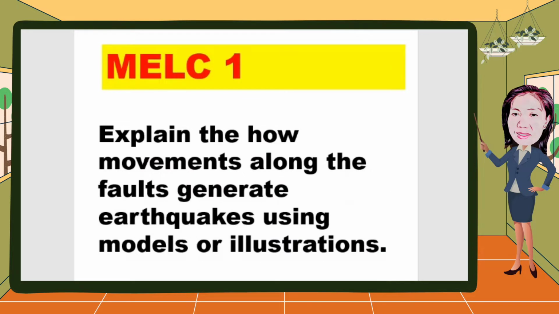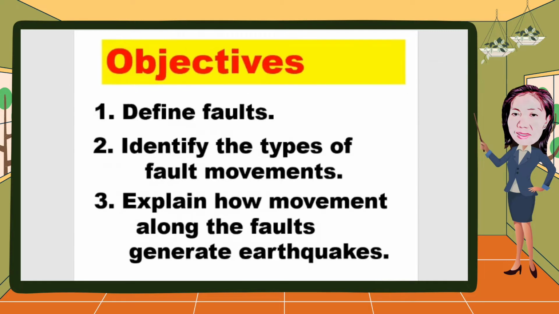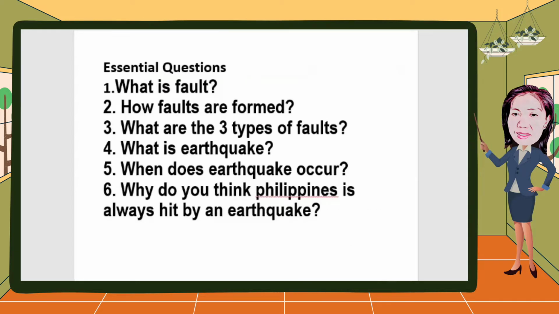The most essential learning competency for this topic is to explain how movements along the faults generate an earthquake using models and illustrations. Our objectives are: first, define faults; second, identify the types of fault movement; third, explain how movement along the faults generates an earthquake. At the end of this session, we are expected to answer the essential questions.